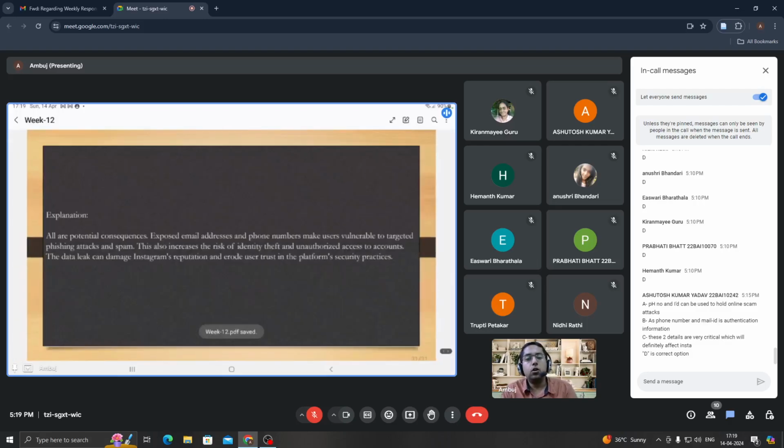Yeah. All are the potential consequences. Okay. So exposed email address and phone numbers make users vulnerable to targeted phishing attacks and spam. This also increases the risk of identity theft and unauthorized access to accounts. The data leak can damage Instagram's reputation and erode the user's trust in the platform's security practices. Okay, this is the explanation. I hope that I am clear in all 10 questions.